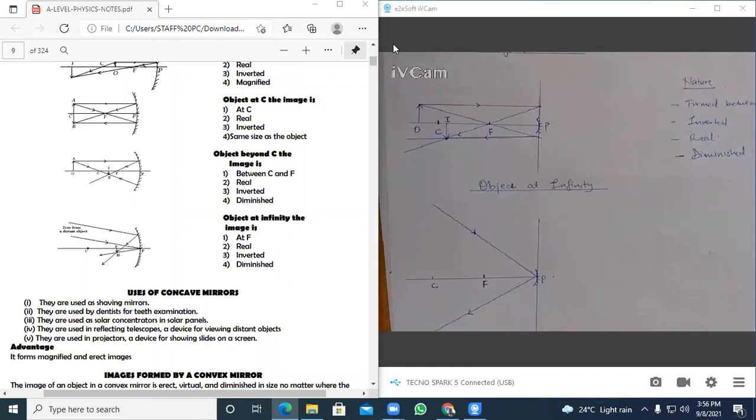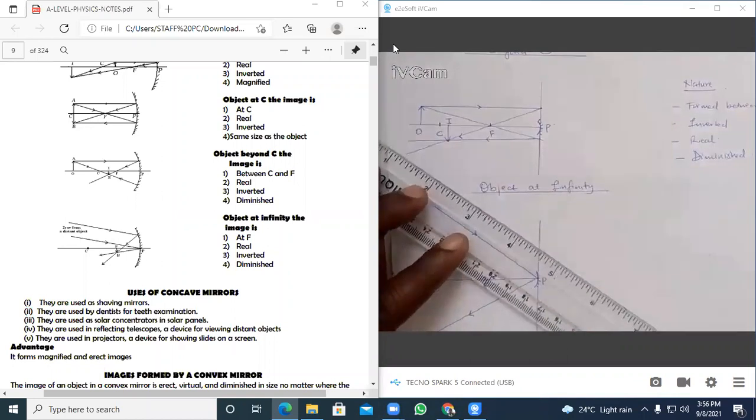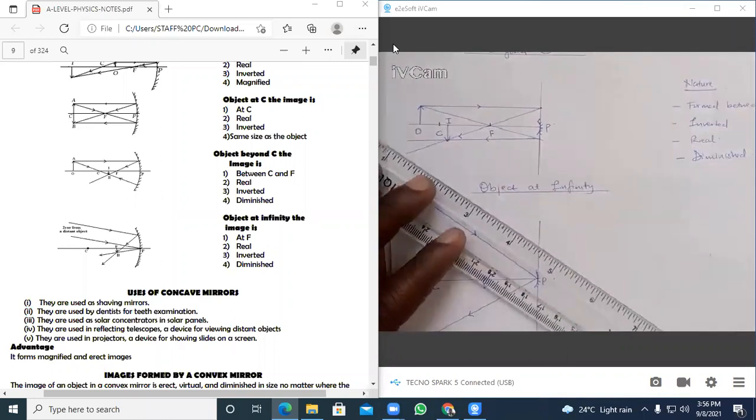Then the other ray, which is also parallel. So this ray is also parallel.